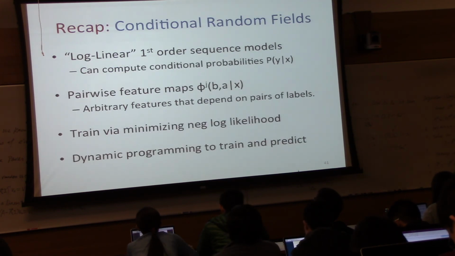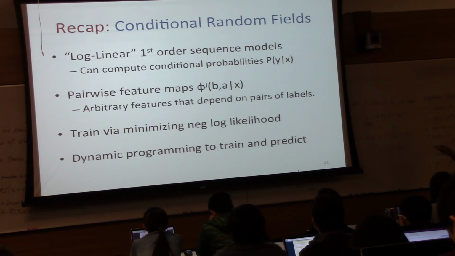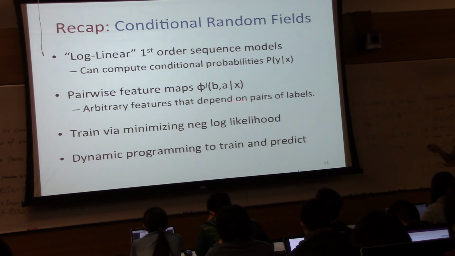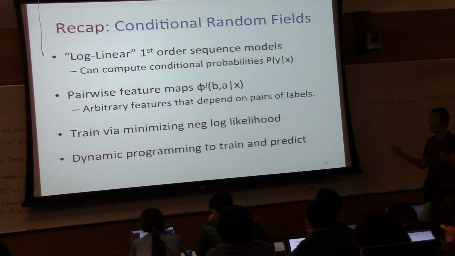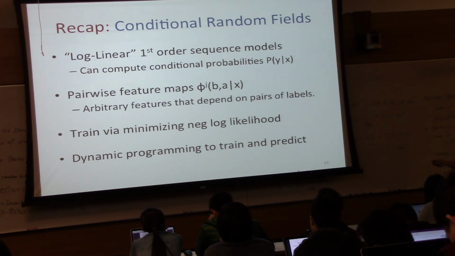Okay, so just to recap, conditional random fields are first order sequence models. In the simple version that we talked about in class, they use pairwise feature maps, so pairs of input tokens and pairs of output tokens in the input sequence. You can define arbitrary features that make use of only this information. You train by minimizing the negative log likelihood, which is just log loss over sequences, and use dynamic programming to help you with training and predicting. Any questions before I do a very brief overview of general structure prediction?